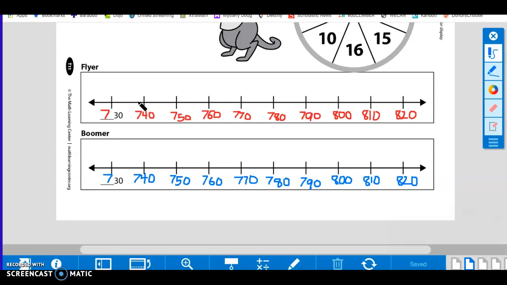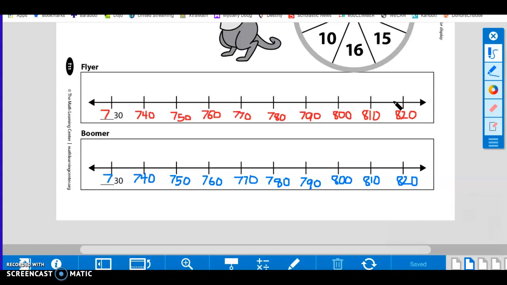So we are at 739, 749, count with me, 759, 769, 779, 789, 799, 809, 819. And then I think we're going to run out of room.